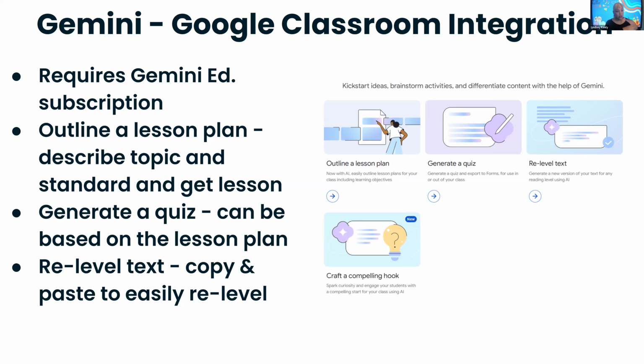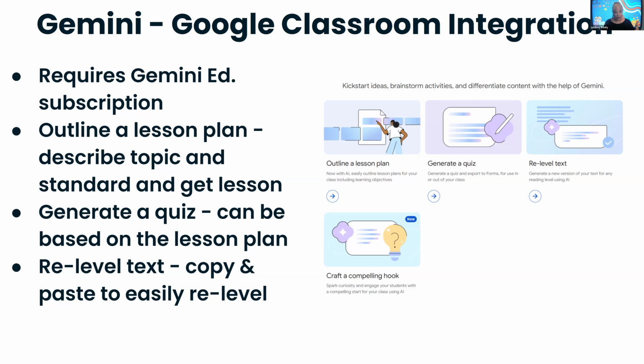Outlining a lesson plan, you just describe a topic, give it a standard, and it will give you a lesson. And then from there, with that information, you can generate a quiz from the lesson plan that you generated. Or if you just need a quiz, like I don't need a whole lesson plan, I just need a quiz, same thing. You just drop in a standard or topic, and it will generate a quiz for you that you can edit and use. It's so easy. It's such a time saver.